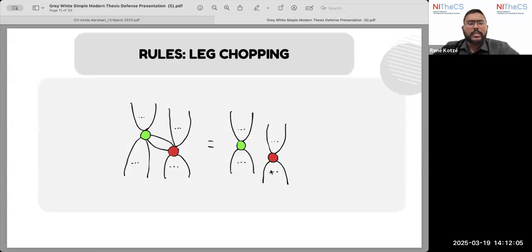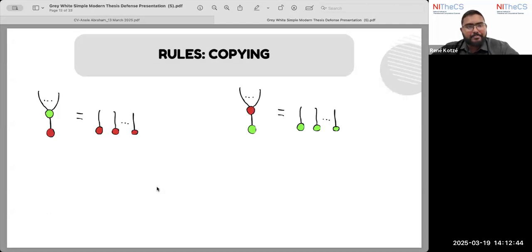The next rule is called leg chopping, or the Hopf rule. It says that if we have two spiders of different colors connected by two wires, then those two wires connecting them can be removed. So in the previous rule, we saw that when spiders of the same color were connected, we can fuse them. But now if they have opposite colors, we can simply remove the two wires connecting them. It turns out actually that this rule can be derived from the remaining rules, and I'll explain that later on.